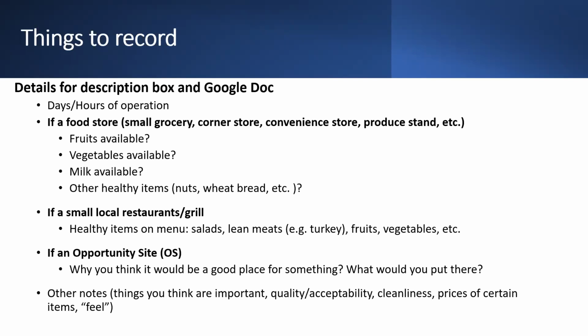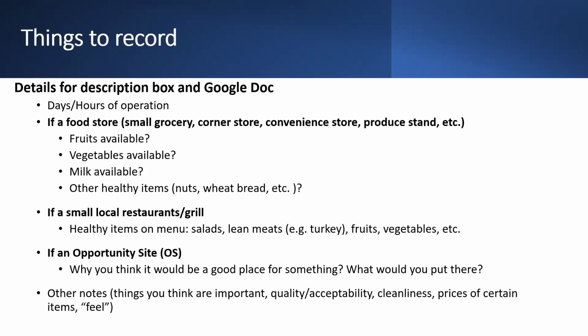If it's a small restaurant or grill, note any healthy items on the menu, like salads, lean meats, fruits, vegetables, etc. If it's an opportunity site, so it's just a location that you think there should be something, we want you to put in the description box why you think it would be a good place for something, and what you would put there if you could.